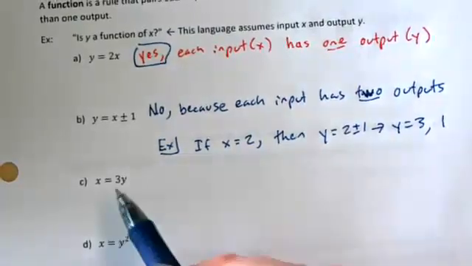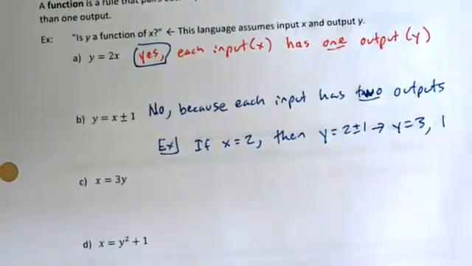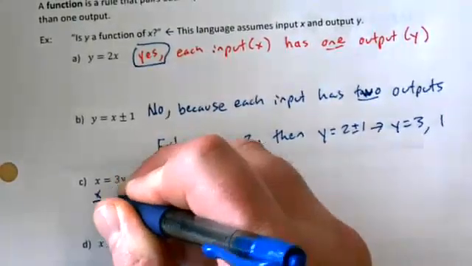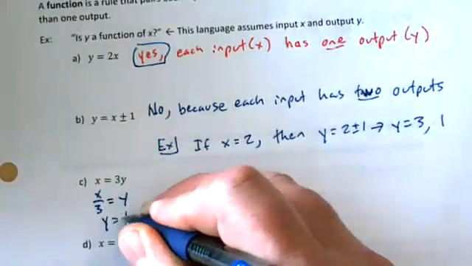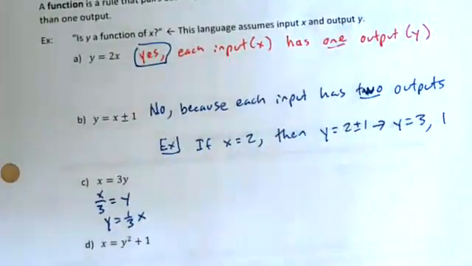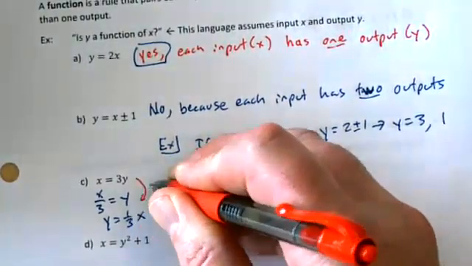So if I were going to solve this for y, I would divide on both sides by 3, and I get x over 3 equals y, or y equals 1/3 x would be another way I could write that. So I'm going to make myself a note here to solve for y.